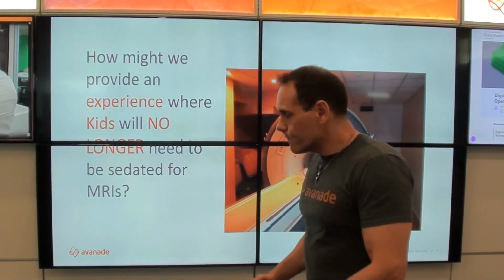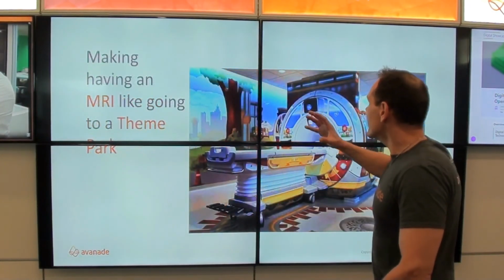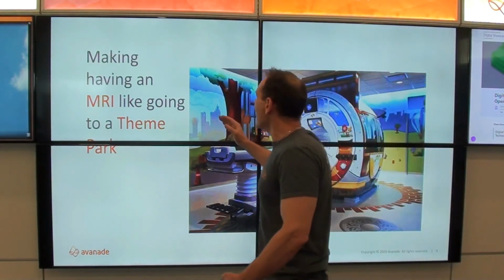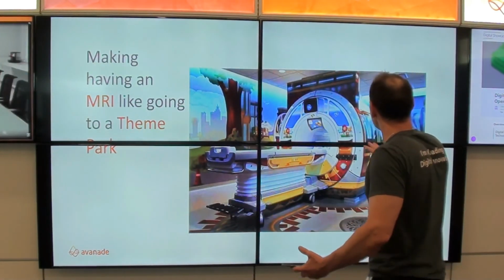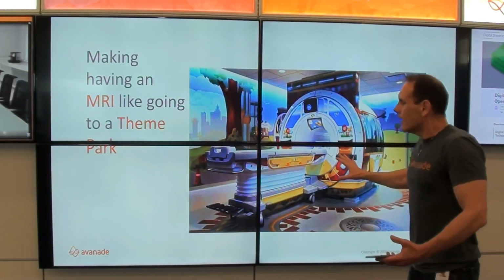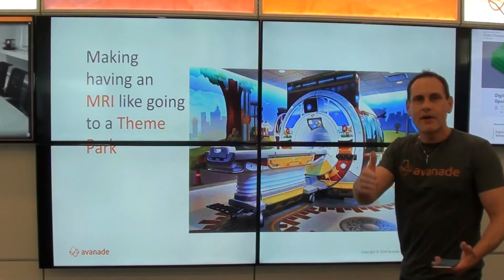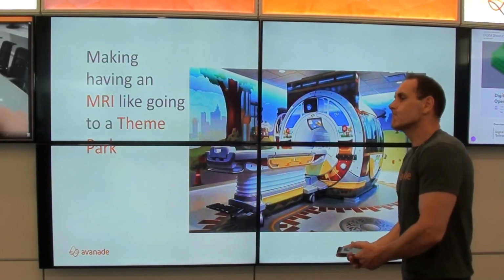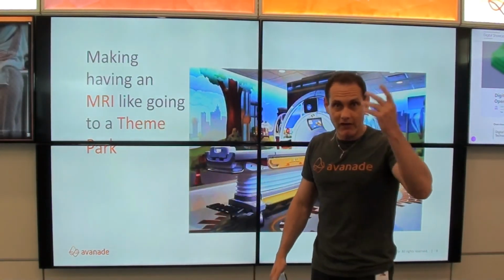And so the challenge morphed a little bit into how might we make having an MRI like going to a theme park and having an adventure. And it started out really, really small with just some decals, different room layouts. If you think about it, these MRI machines are big, heavy, so they're usually in the cellar of the hospital. Small rooms, dark, not very well lit.